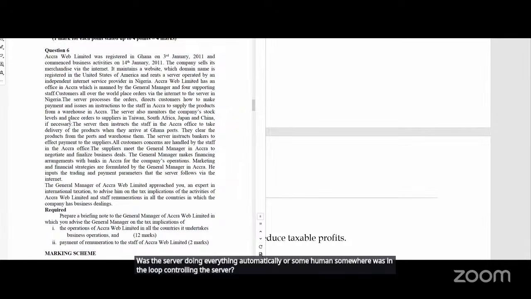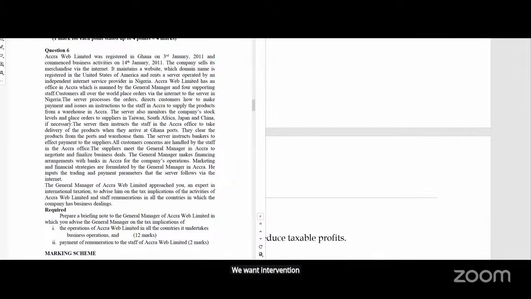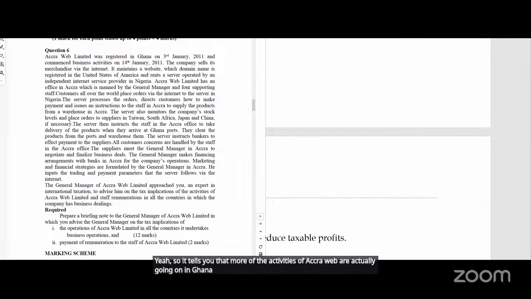Human intervention. And who was that? The general manager, the manager in Accra Web. So it tells you that more of the activities of Accra Web are actually going on in Ghana. And even in Ghana, they had an office. An office is one of the fixed place PEs. So in conclusion, I think Accra Web has a PE in Ghana. In Nigeria, no, the server is located there, but it didn't create a PE because there was a human in the loop.